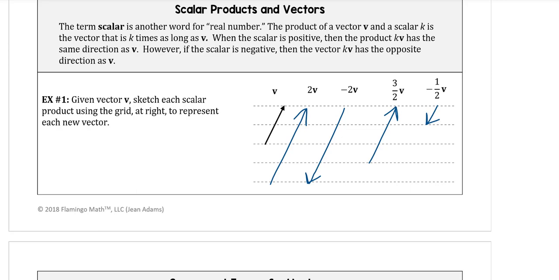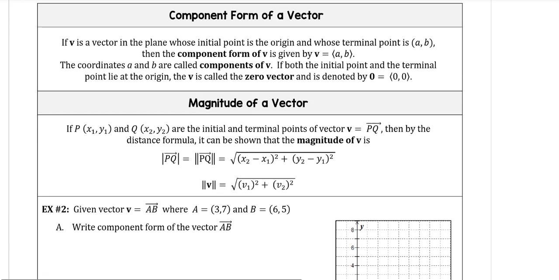Then we have the component form of the vector. If we have a vector in the plane whose initial point is at the origin and whose terminal point is some point in the coordinate plane, a comma b, then the component form of v is given by, instead of parentheses, the pointed brackets, a comma b. That distinguishes it from a point, to say that you're now talking about the components of a vector. The coordinates a and b are the components of v.